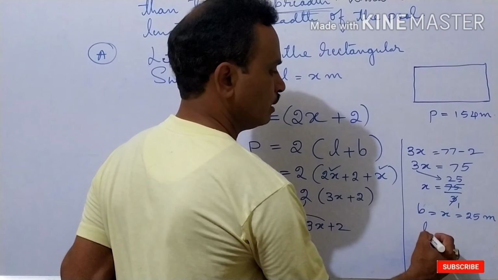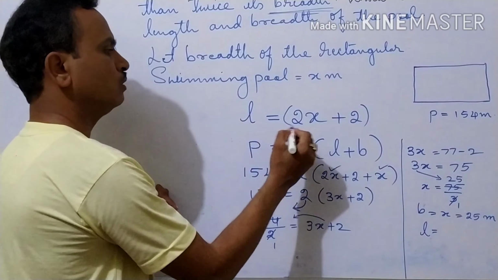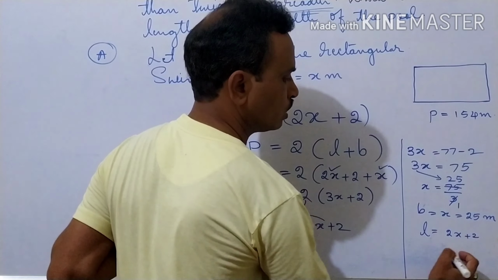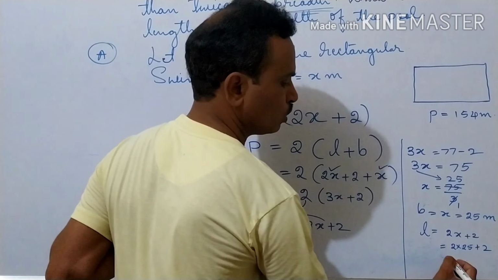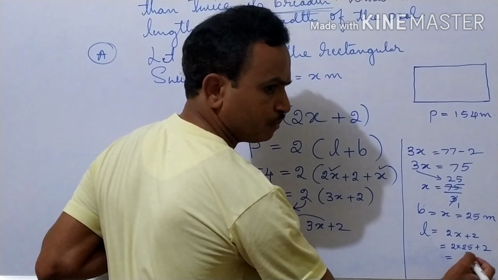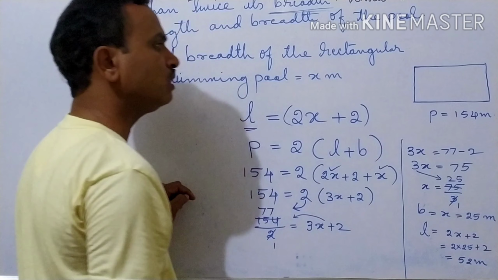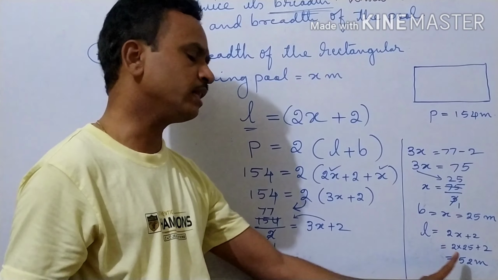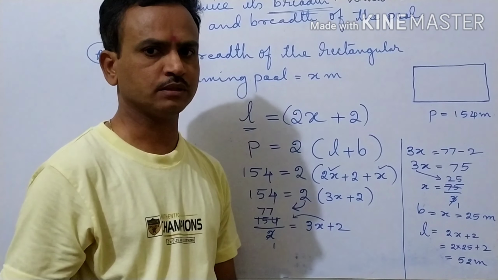Okay, then length. What we took here according to the question? Okay, so 2x plus 2. Then 2 into 25 plus 2. 2 into 25 is 50. 50 plus 2, 52 meters. So length, what we should find here? What are the length and breadth of the pool? So length 52 meters and breadth is 25 meters.